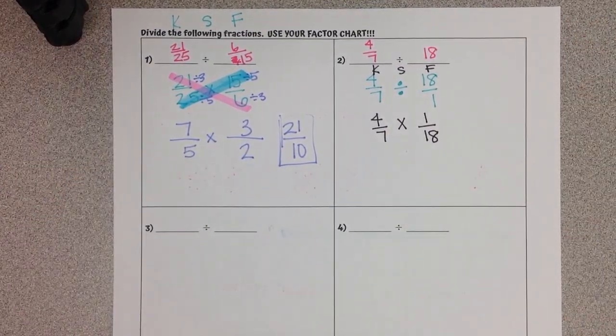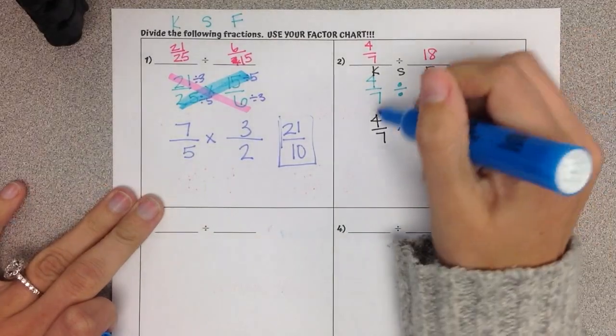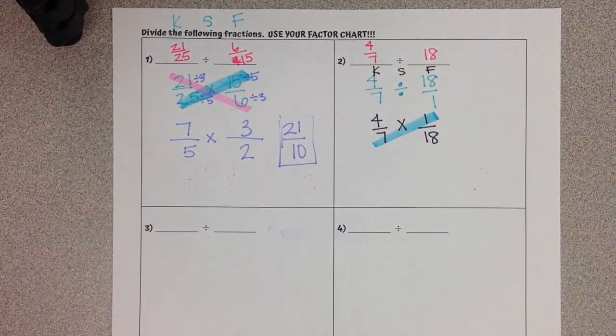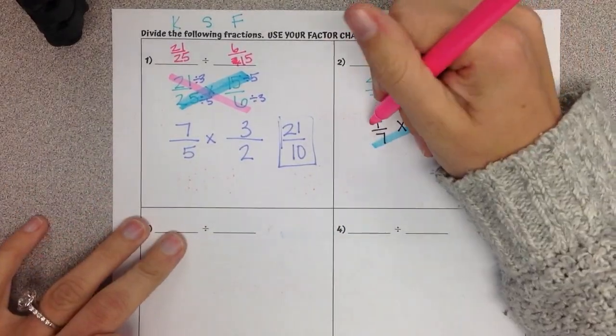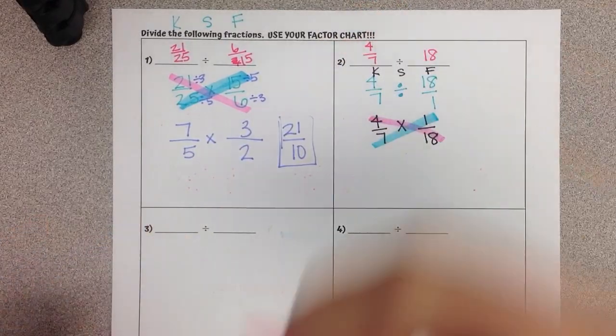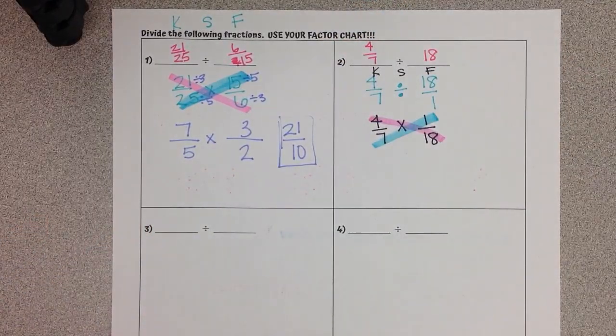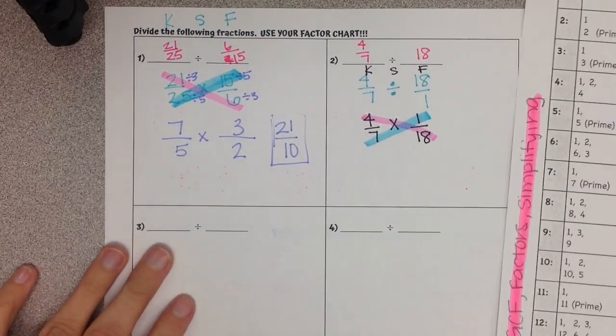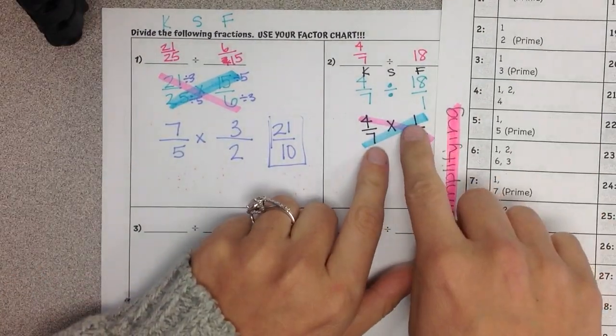Next step is to look at our two diagonals. So I'm going to highlight one diagonal with one color, highlight the other diagonal with another color. Then I'm looking at my factor chart. So let's look at our blue diagonals here.